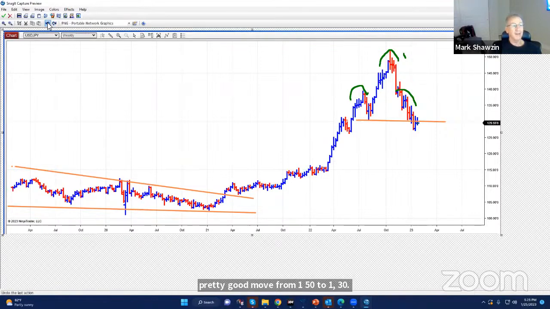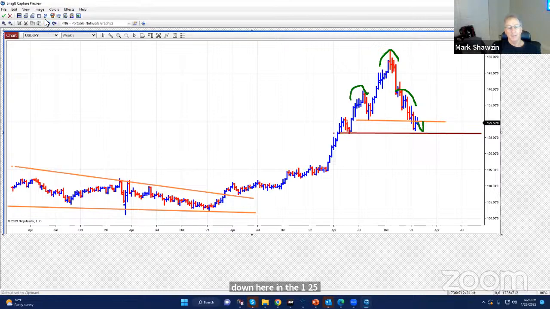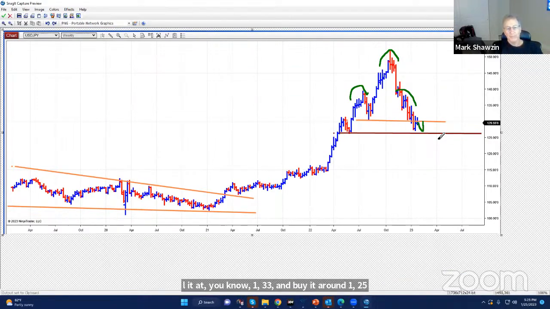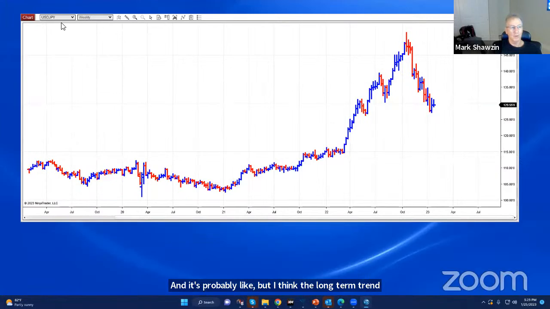And so you're in an area now, and you can see it right here, where it's likely to be kind of back and forth. There's going to be a little bit of support down here in the 125. So it's probably likely to go into a lengthy trading range here. You could probably sell it at 133 and buy it around 125. But I think the long-term trend is lower, consistent with the whole dollar complex.